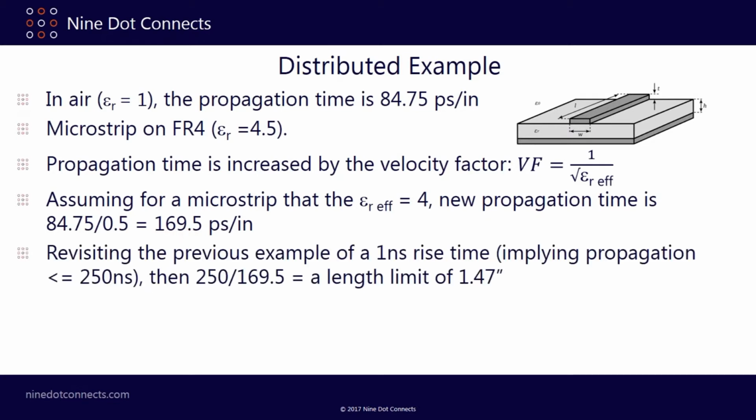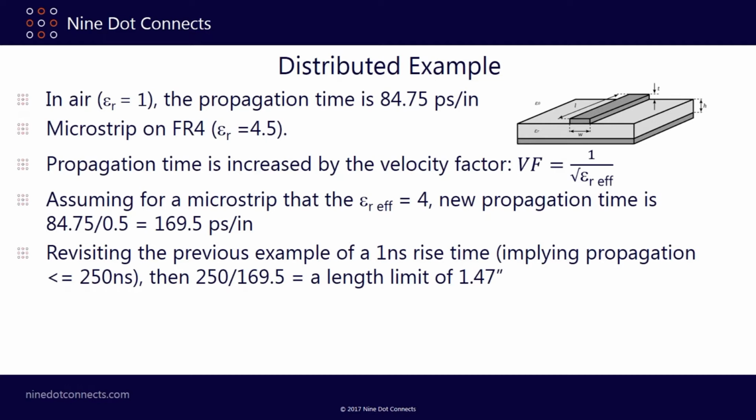Now, if we revisit our previous example where we talked about a 1 nanosecond rise time, implying that our propagation had to be less than a quarter nanosecond, or 250 picoseconds, then if you divide that 250 by the 169.5, you get a length limit of 1.47 inches.